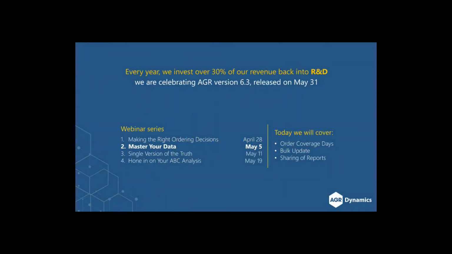Before we start, I really want you to know how committed we are to continuously develop and bring you new features, because every year we invest over 1/3 of our revenue right back into R&D. This investment is focused on three main areas: visualization, automation, and machine learning. And now we're reaping the fruits of our labor and celebrating the upcoming release of our newest version, HR 6.3, to be launched on May 31st.